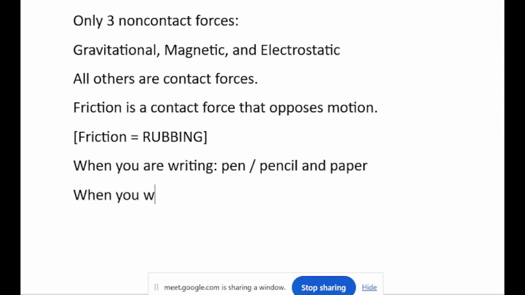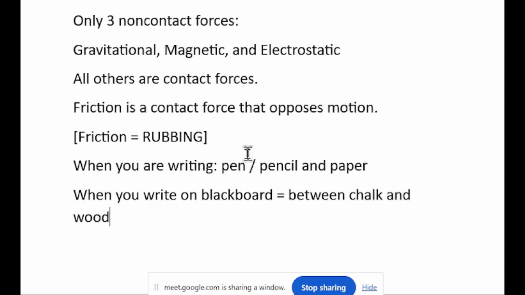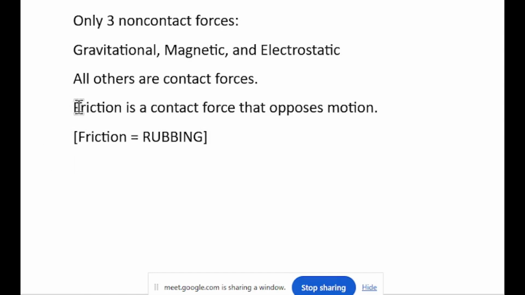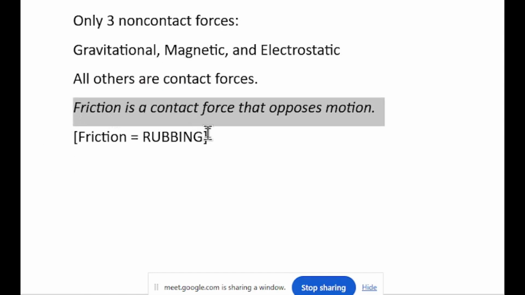When you write on the blackboard, you get rubbing between the chalk and the board, which is actually wood. Chalk and the wood, that is the wooden board. So friction is rubbing. That is the first thing. This definition we will only keep for the book. But for our purpose, we will say friction means rubbing.